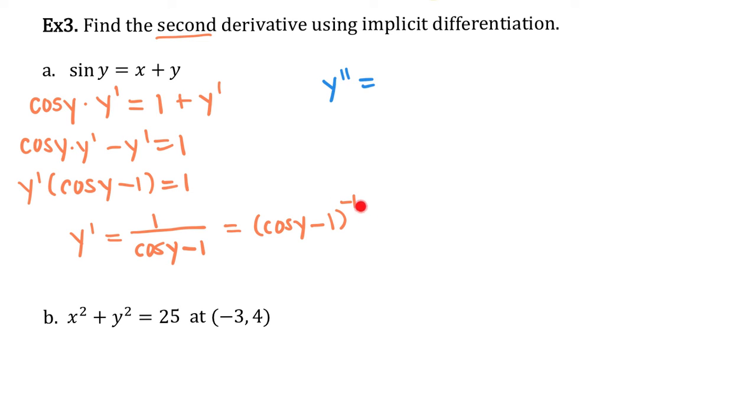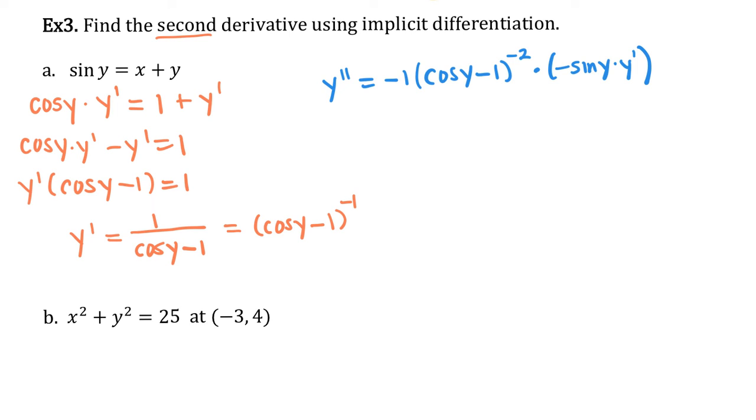Okay, now since I set it up like this, I'm using the chain rule. So I'm doing this to the negative 1. So let me bring down the negative 1, and then lower this a degree. Okay, and then I'm going to multiply it by the derivative of the inner function. So the derivative of cosine y is negative sine y times y prime. And the derivative of negative 1 is 0.